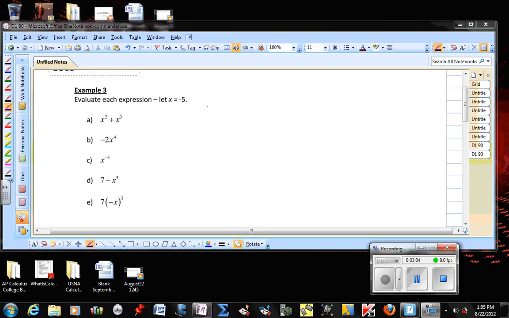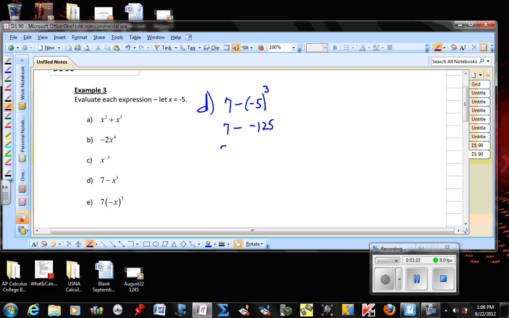Let's take a look at part D. We've got 7 minus the quantity x cubed, so 7 minus (-5) cubed. Well, with subtraction, and we have an exponent. Let's do the work on the exponent first. We have 7 minus negative 125. We've got a double sign again, minus and negative. I prefer to write that with a single sign, so that's going to be 7 plus 125, 132.